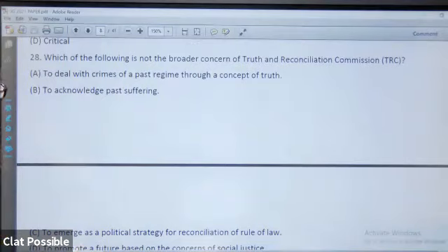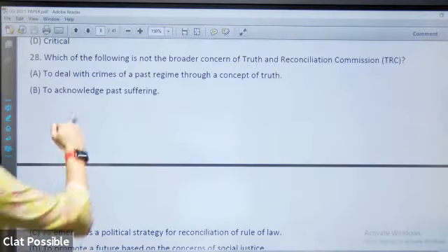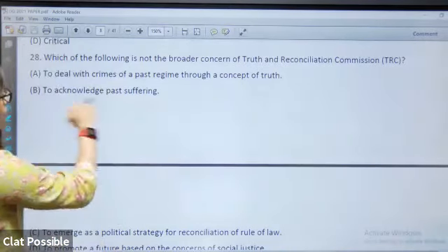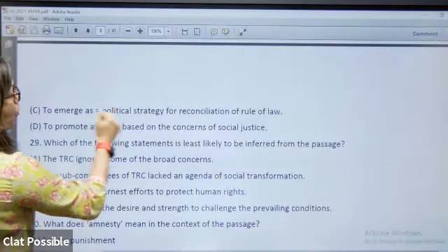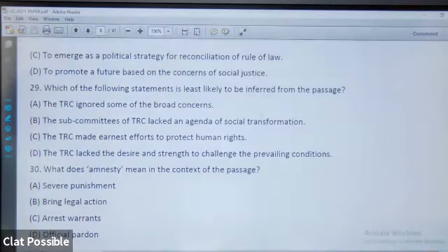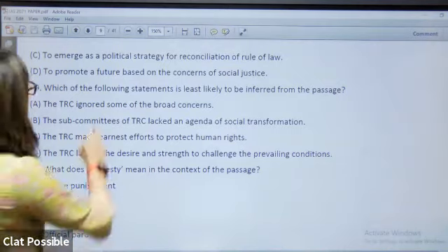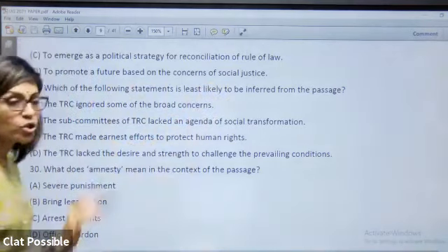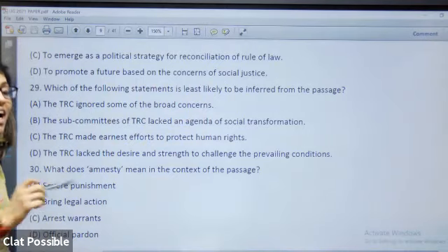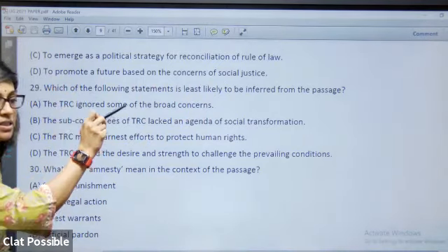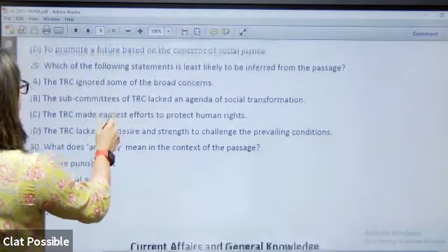right? What is not the broader concern of the TRC? The broad concern of the TRC is to deal with crimes through truth, to acknowledge past suffering, but it is not its concern to emerge as a political strategy. No, it is basically to promote a future based on concerns of social justice, to come out with the truth and to stick to the truth. What happened was the TRC became political, but that was not a concern. So the answer will be option C.